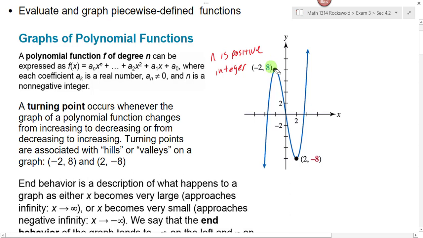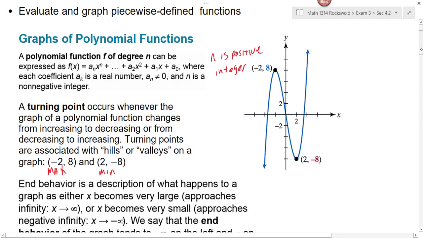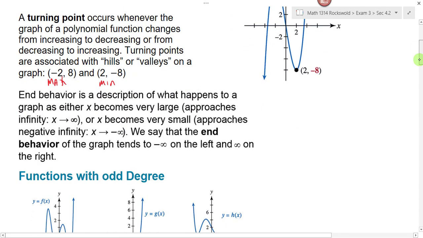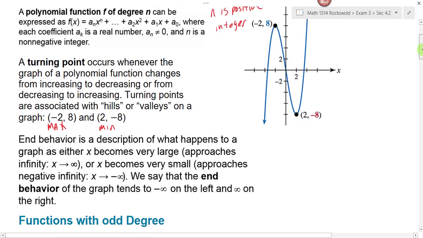A turning point, we said, is this maximum or minimum value. That's where your graph changes directions from increasing to decreasing or decreasing to increasing. Your book refers to these as hills or valleys. I prefer calling them maximums and minimums because that's what they are. Is this point at negative 2, 8 a local or an absolute maximum? It's local. And then this point right here, that's a local minimum. If we know something about the degree of the polynomial, remember the degree is the highest power of x, we can tell something about the end behavior and the turning points.